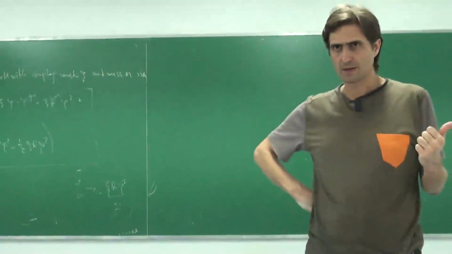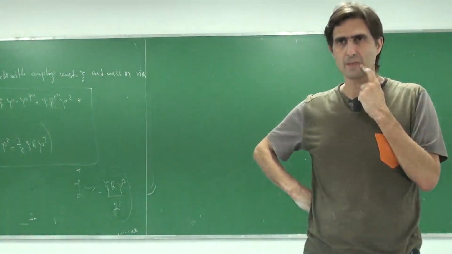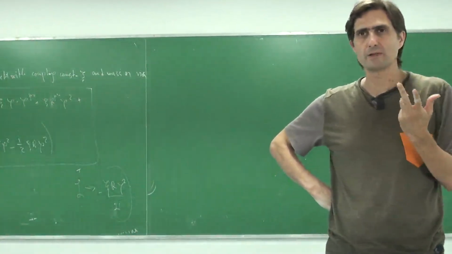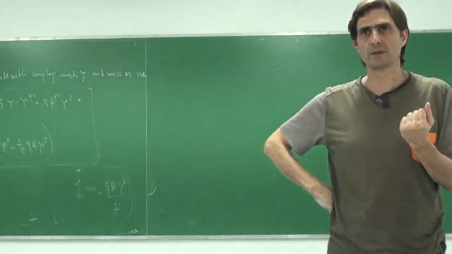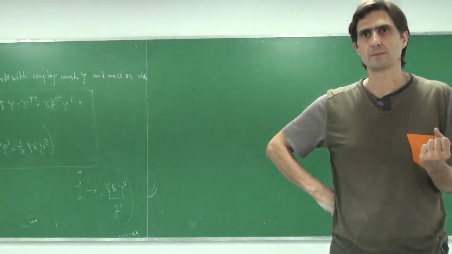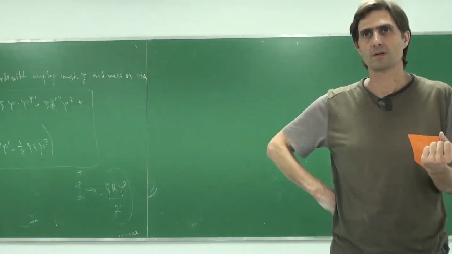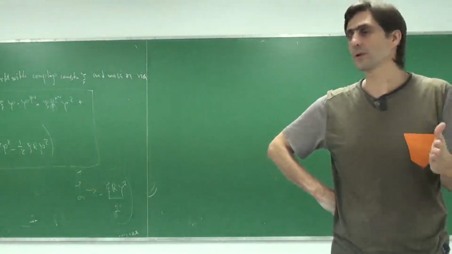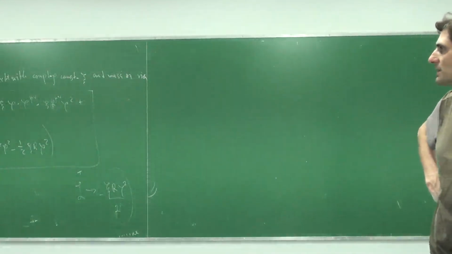Because if you have a matter field, if you have a scalar field, you wouldn't really have flat space. It's only when flat space is the background space that it would make sense to put phi in it.